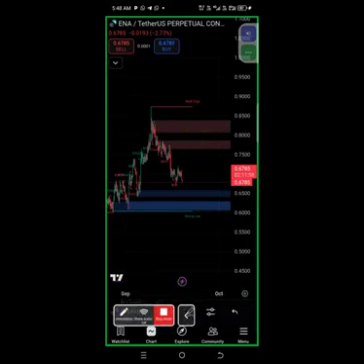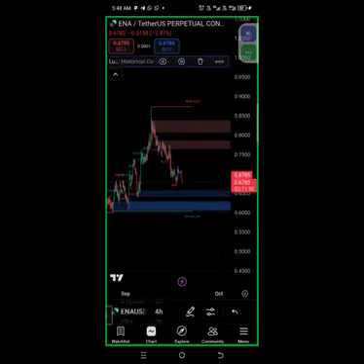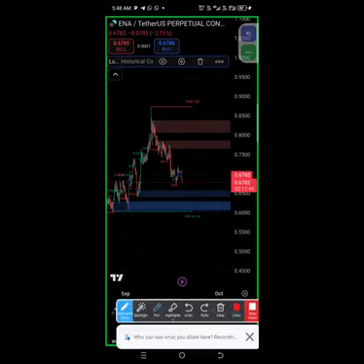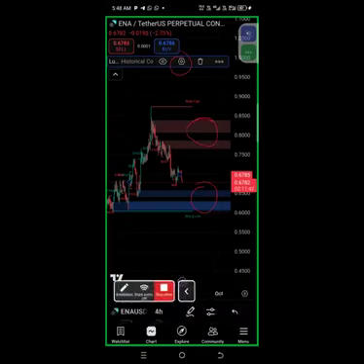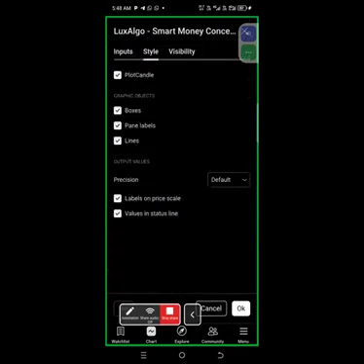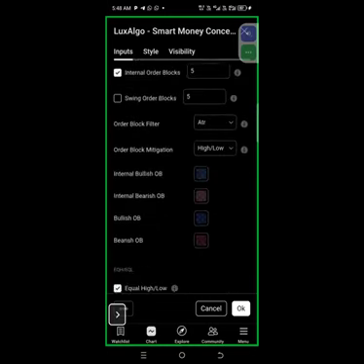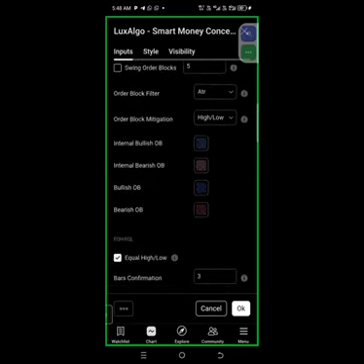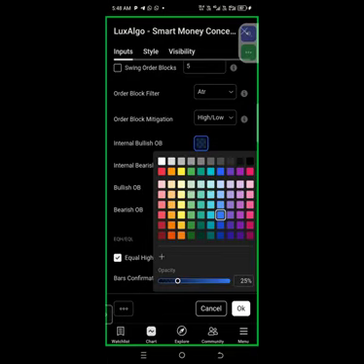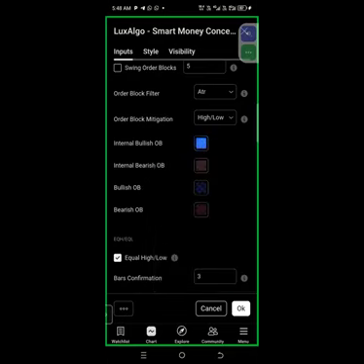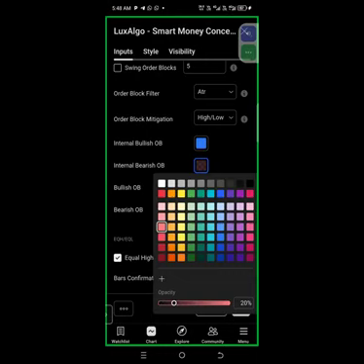So quickly, if you don't know what these colors mean, or which one of them is the internal order block, just tap on the settings. This is the settings. Just tap on it nicely. Come here. You can see all the colors here. This is what we have as internal order block, internal bullish order block. So you tap on it. If you want to deepen it so that you can see it clearly, you can deepen it.